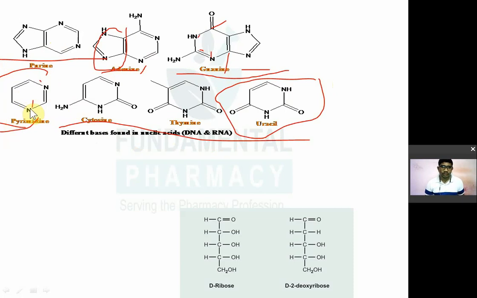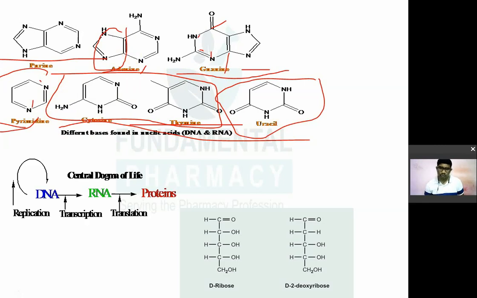Now in the DNA, cytosine and thymine, these are the most commonly found pyrimidines in the DNA. In the RNA, cytosine and uracil, these are the two types. Okay? There is an absence of thymine in the RNA.